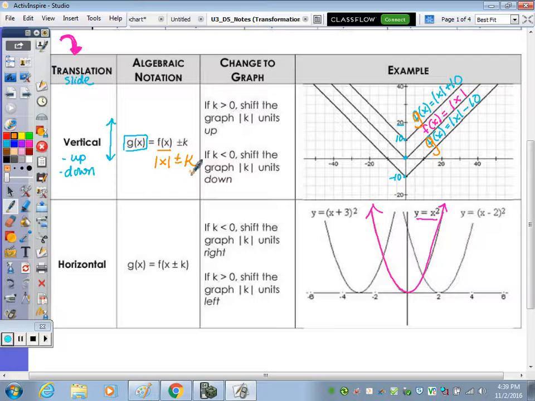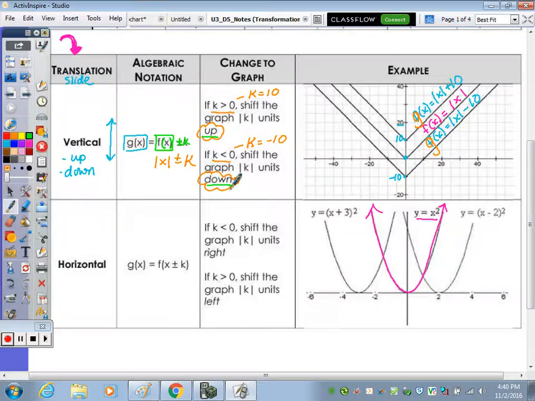The k in the first case, if k is greater than 0, and for us, our k was 10, that means if k is greater than 0 or positive, we're going to go up. If k is less than 0, and for us, that k was a negative 10, which is less than 0, that means the shift is going to be down. So this notation, when it has the function notation, noting you're adding or subtracting outside of your parentheses, that means a shift up or down.